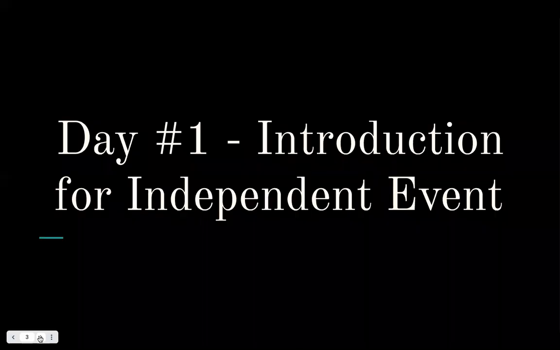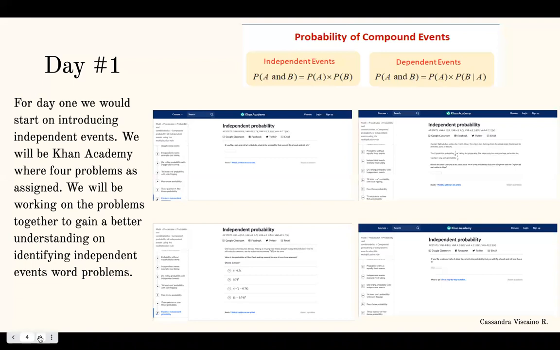Day 1, introduction for independent events. For day 1, we'll be introducing independent events. How it would be taught would be showing 4 problems from Khan Academy and working with them all together as a group and going step by step.